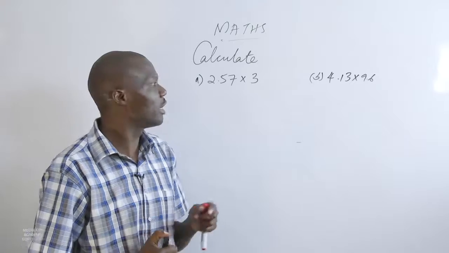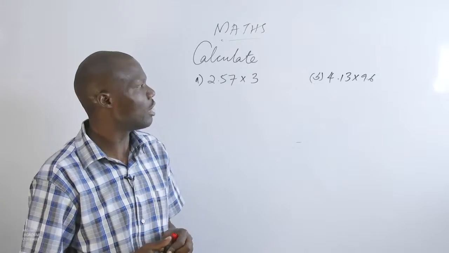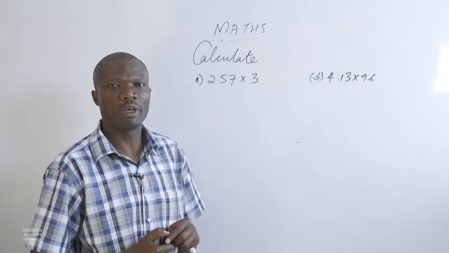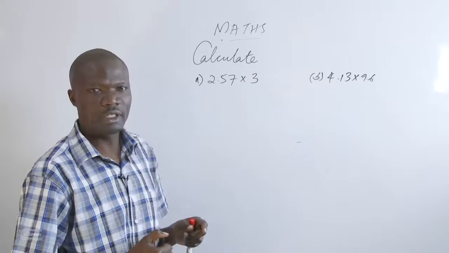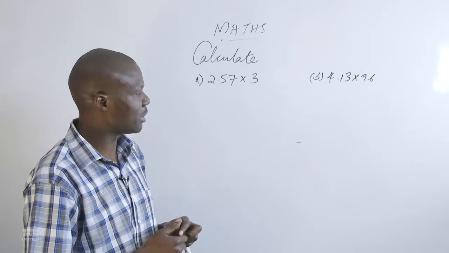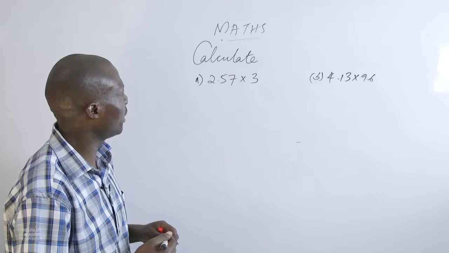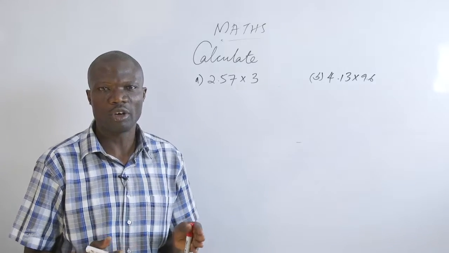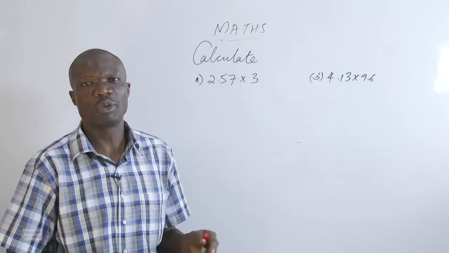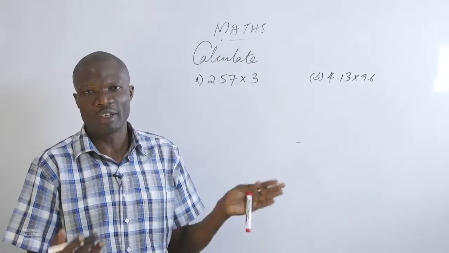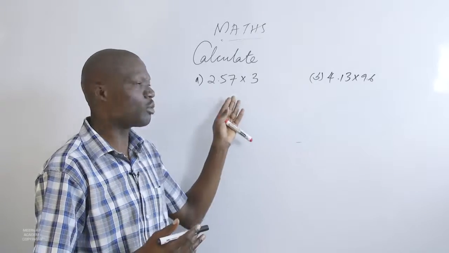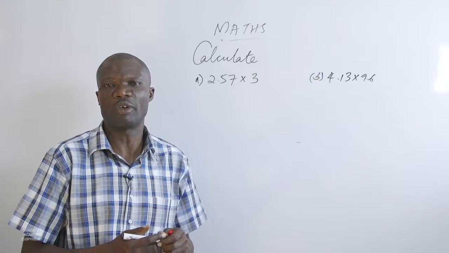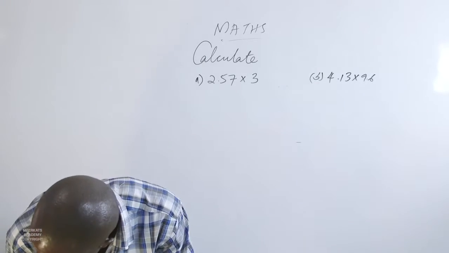(2.57) multiplied by 3, and we have 4.13 multiplied by 96. Starting from the first one here, we said we can always assume what? We can always assume the decimal point, we multiply, and then we now count the number of decimal points that was there between the multipliers, and we bring them together as we count for the number of decimals in the answer.